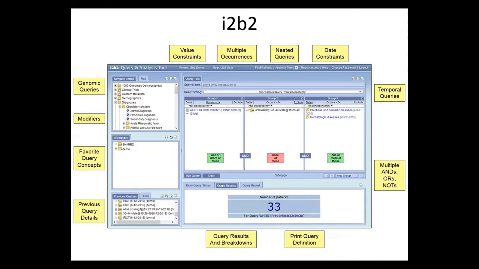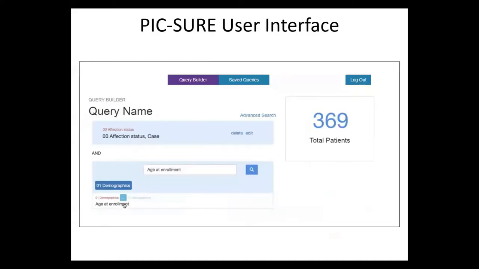Just some examples of this: the I2B2 interface has tons of different functionality and features that have been built up over the past 15 years. However, sometimes it can be overwhelming for a brand new user who just wants to know how many patients are in the electronic health record system. So this is an example of a feature-rich interface, but there may be a bit of a learning curve to be able to really use this effectively.